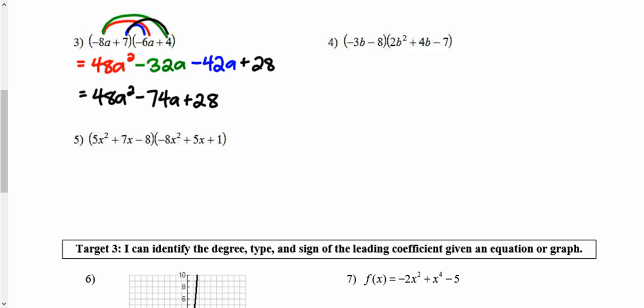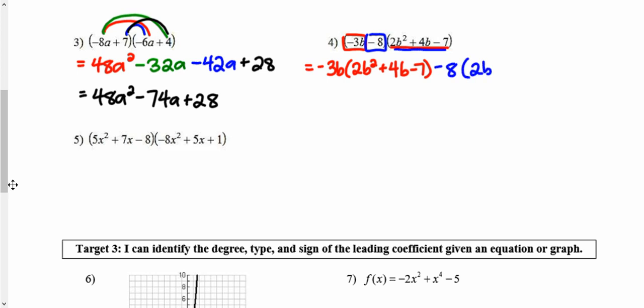So FOIL only works when it's 2 times 2. So when I move over here to number 4, I can no longer use FOIL. I'm going to think about this as a double distribution. And so like I did on the homework, I'm going to actually write this out. So the first thing I'm going to do is multiply negative 3b by everything in the second set of parentheses. And you don't have to rewrite it like this. It is a good tool to organize your work. Not a bad idea to do this on the quiz, just to make sure you have all the distribution done. So now I'm going to multiply negative 8 by everything in the second set of parentheses.